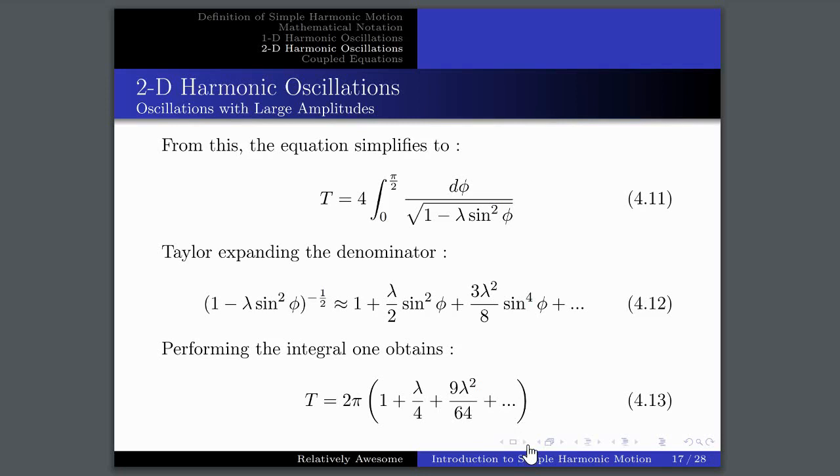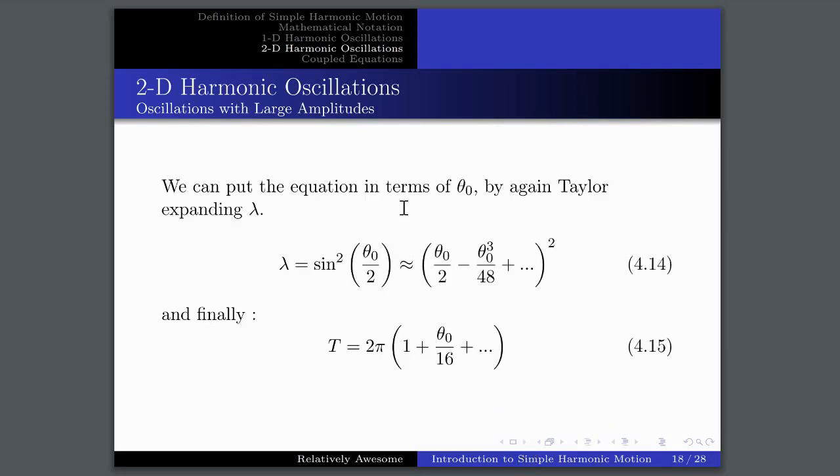Now we go one step further and Taylor expand lambda as the following. And finally, we obtain the time period as a function of the initial angular displacement. And note that we can actually write the frequency of oscillation, omega, as omega is equal to 2 pi over T. So the frequency of oscillation would simply be 1 plus theta naught squared over 16 plus some higher order terms, all raised to the power of -1.